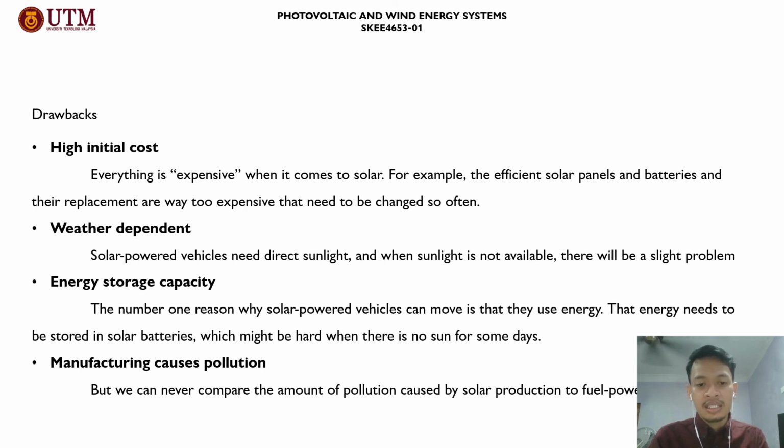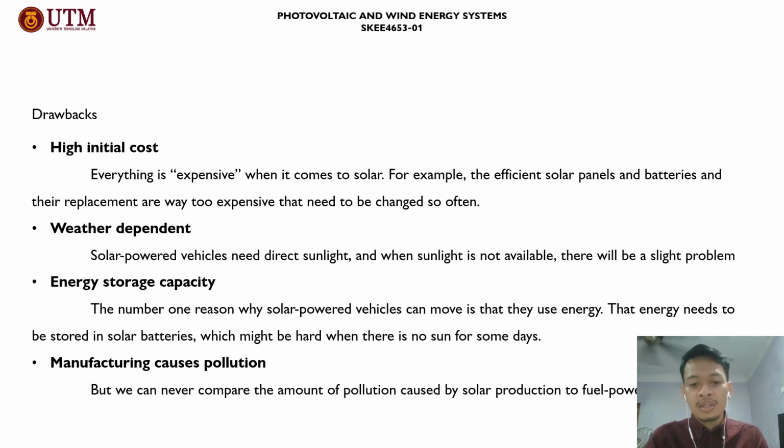Solar-powered vehicles need direct sunlight, and when sunlight is not available, there will be a slight problem. The batteries are only charged during the day when there is sufficient sunlight. The energy can be used at night, and if users did not store sufficient energy, they might be in a serious problem. Next, energy storage capacity.